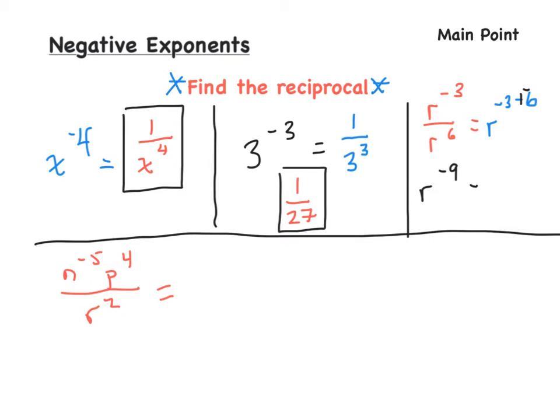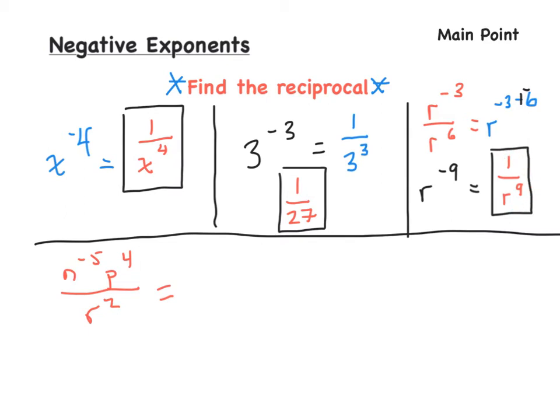Now, just like the very first one, we have r raised to the -9. Remember, find the reciprocal. That would be equal to 1 over r to the 9th power, and this would be your final answer. I recommend breaking it out first, doing the subtraction, and then finding the reciprocal.